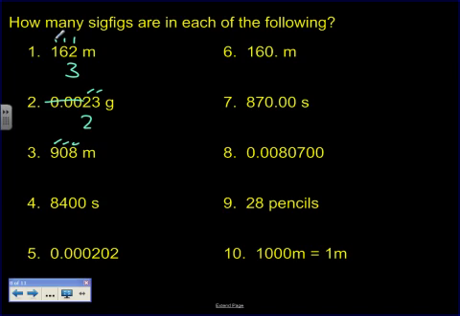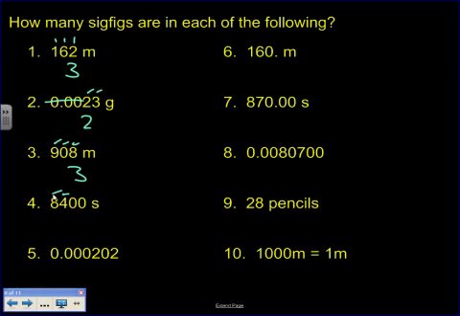So that's 2 sig figs. Number 3, got a captive zero. Okay, so 1, 2, 3, 3 sig figs. Number 4, we've got trailing zeros. Okay, they're at the end, and there's no decimal given, so they don't matter.